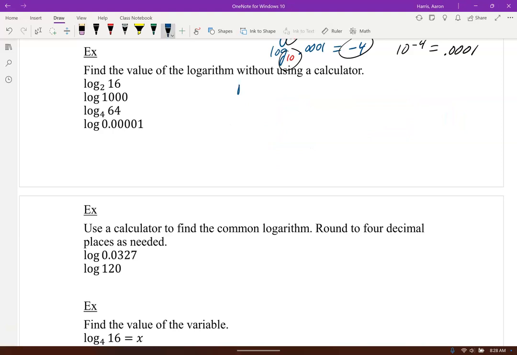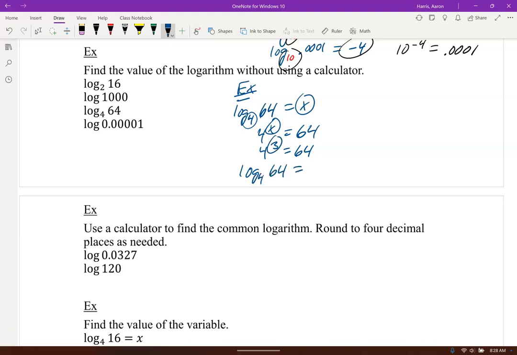Next one here, log base 4 of 64. So we'll set equal to x. And then we'll put it in exponential form. 4 to the x equals 64. Well, 4 to the 1 is 4. 4 squared is 16. 4 to the third, that's what it is. So 4 to the third is 64. So again, x must be 3. So log base 4 of 64 must be 3.